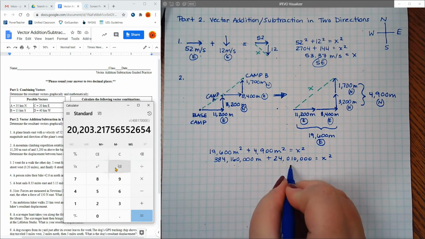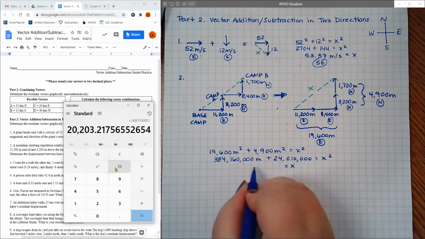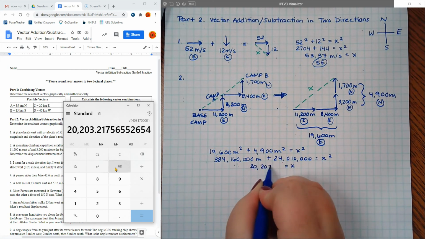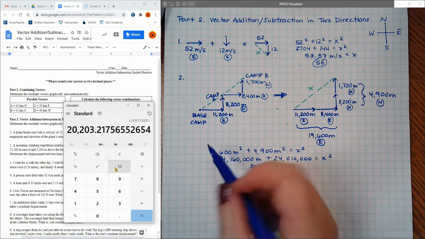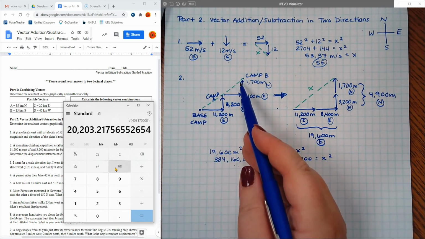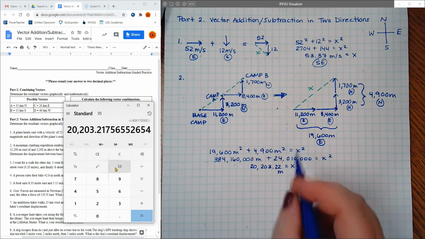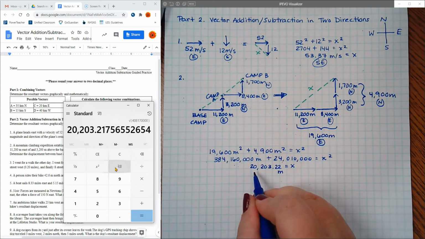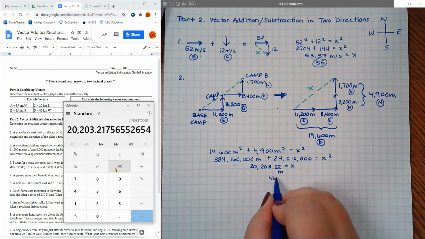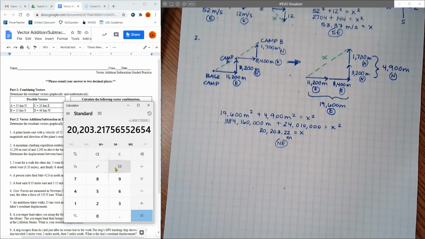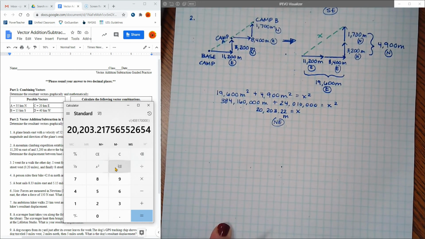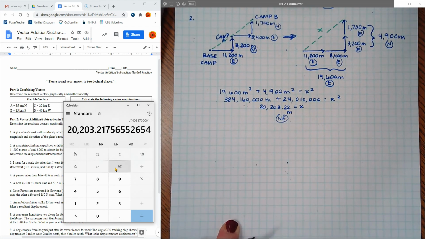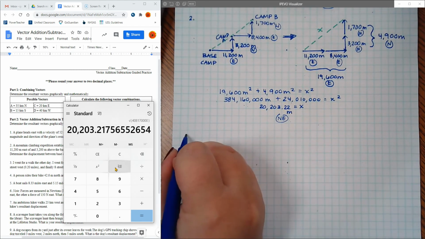So I find that x equals 20,203.22 meters, and base camp to camp B is a northeastern path. So 20,203.22 meters northeast. So that one was a little tedious, I suppose, but still pretty easy once you arrange the vectors in the right way. So I'll do maybe two more.